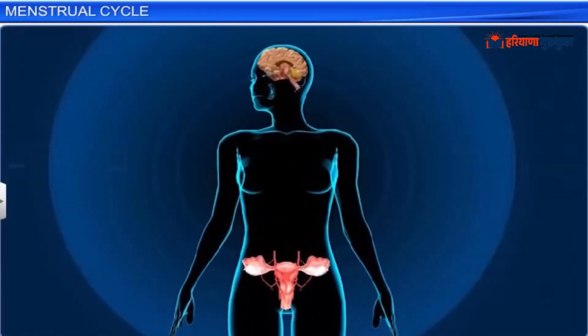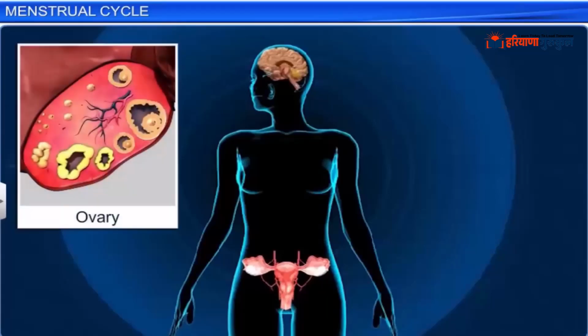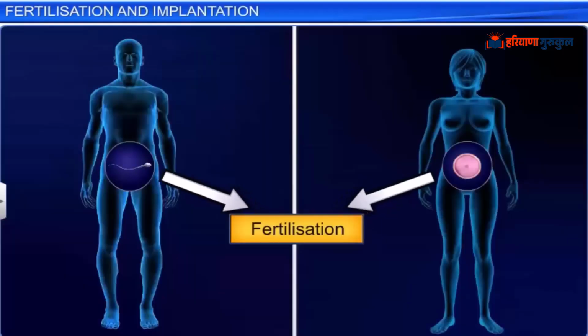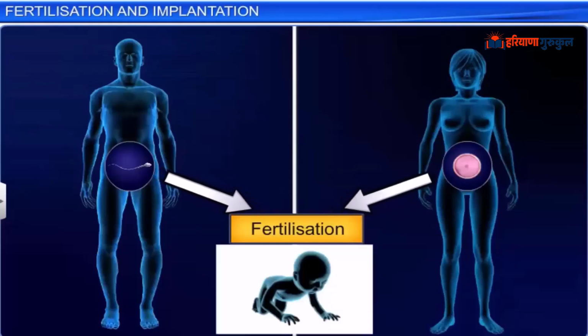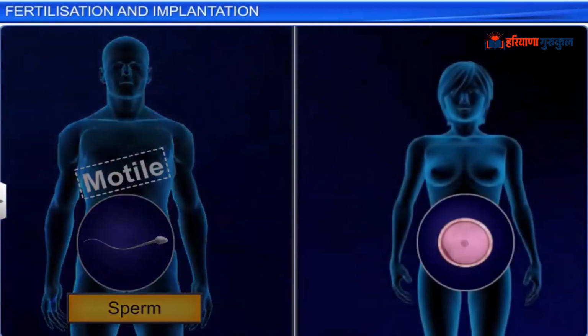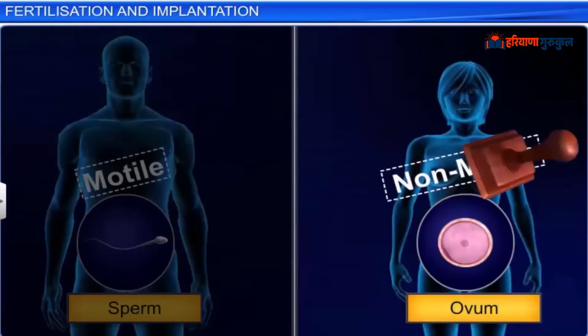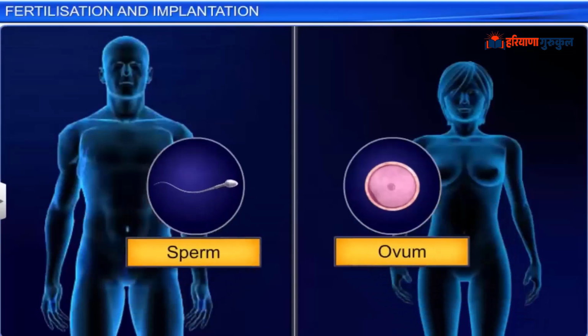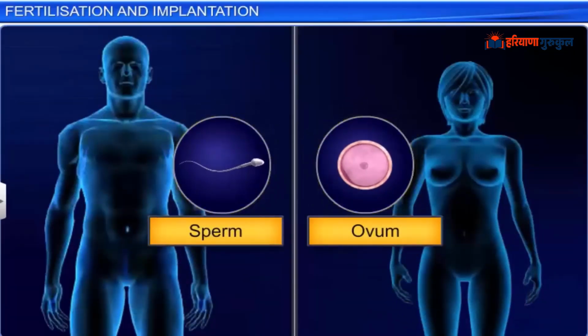The menstrual cycle is an important process in a woman's body, and it consists of 4 phases which are controlled by hormones released by the ovary and the pituitary gland. Fertilization or fusion of gametes is the most vital event in the process of sexual reproduction, as it results in new life. In humans, while the male gamete or sperm is motile, the female gamete or ovum is non-motile. Therefore, for fertilization to occur, the 2 gametes must be brought together.